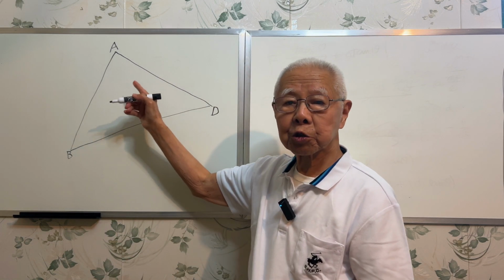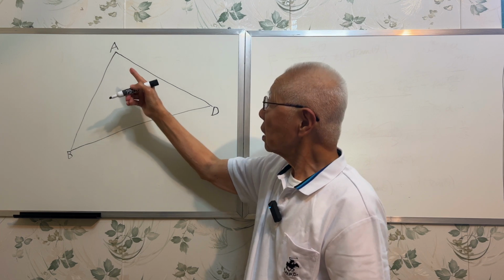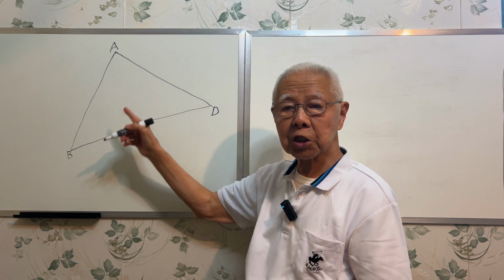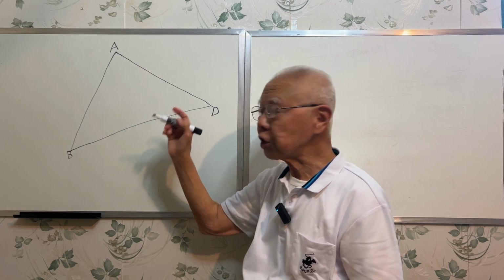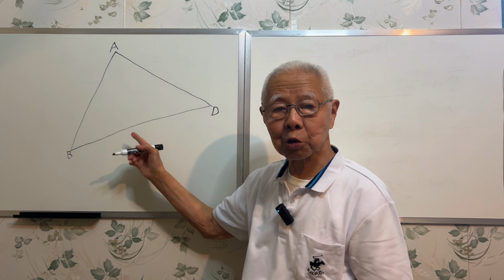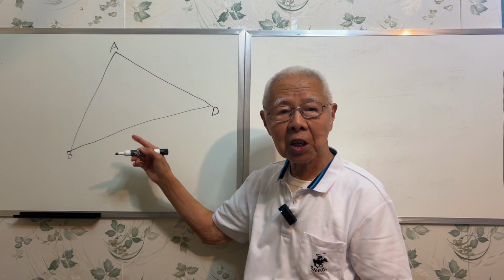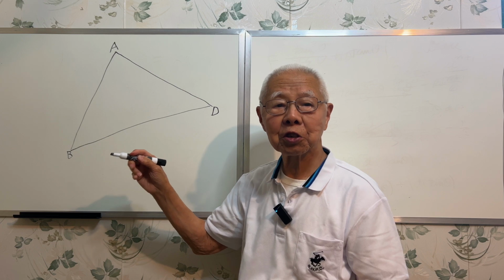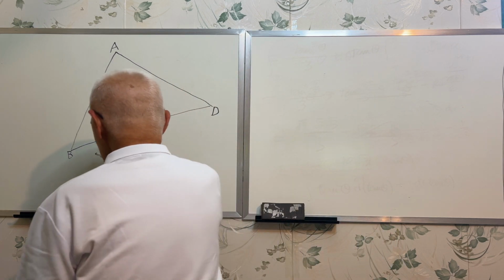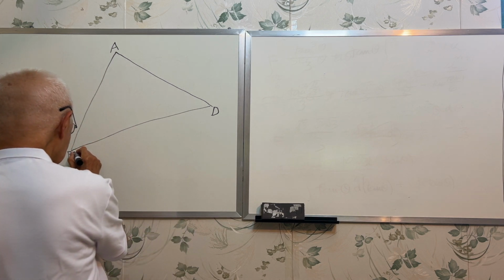An isosceles triangle, side AB is equal to side AD. But the way I draw the triangle is that the base is not horizontal, it is tilted. Let me draw a horizontal line.